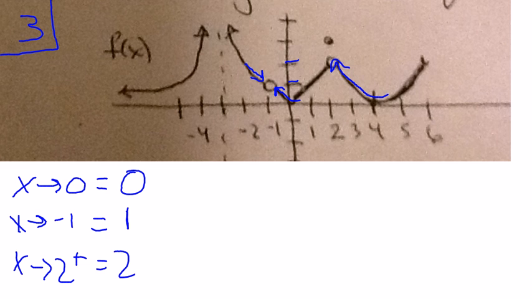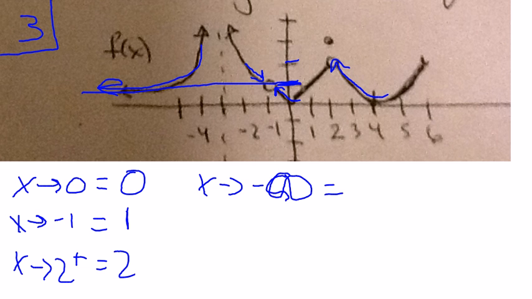D, limit as x goes to negative infinity. So as we're going off this way, it's kind of hard to tell. It looks like maybe it's supposed to be going to 1, like there's a horizontal asymptote at 1. So you could say 1. Again, just kind of interpretation. Maybe it's going down to 0 and just wasn't drawn great. Who knows? Okay, moving on.